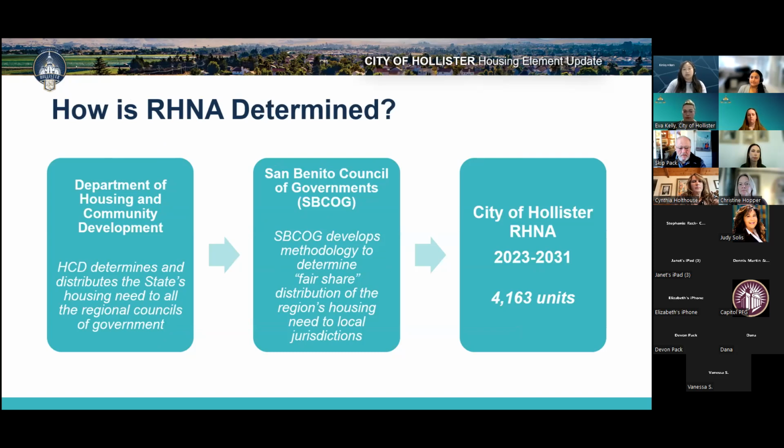To determine RHNA, HCD first determines and distributes the state's housing needs to all the regional councils of governments. For Hollister, that is the San Benito Council of Governments, known as SBCOG. SBCOG then develops a methodology to determine the fair share distribution of those units to each jurisdiction. Hollister's RHNA for the 2023 to 2031 housing element cycle is 4,163 units.